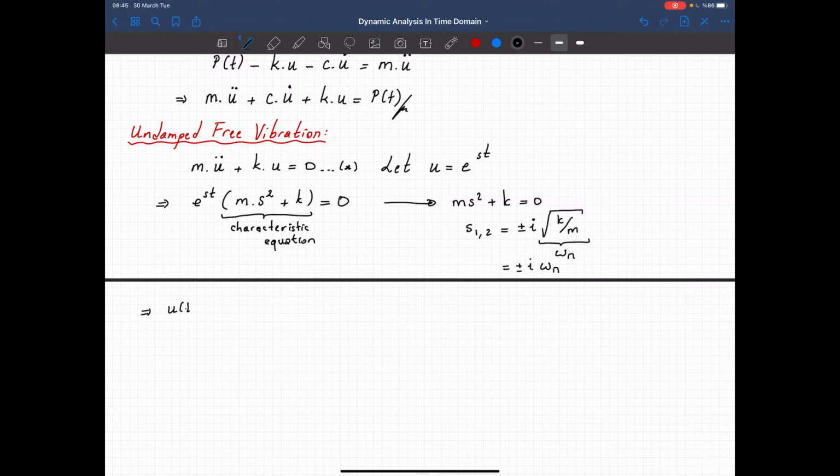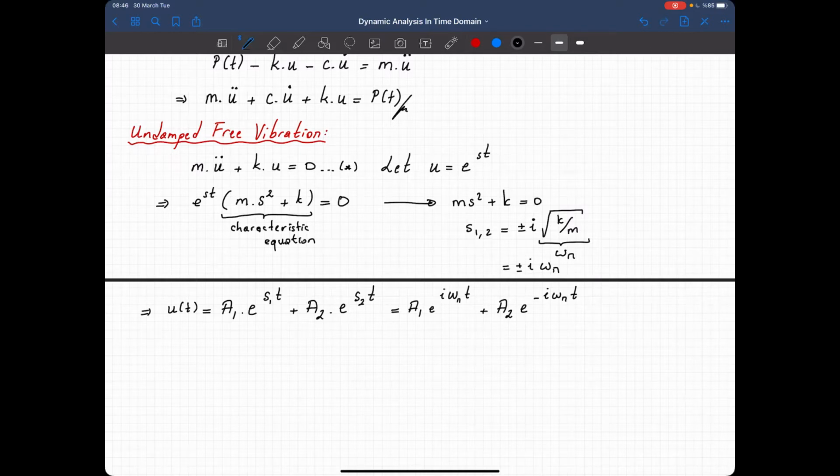In that case, my u will be equal to a constant a1 e to the power s1 t plus another constant a2 e to the power s2 t. And if I put the roots into that equation, I have the following equation: a1 e to the power i omega n t plus a2 e to the power minus i omega n t.